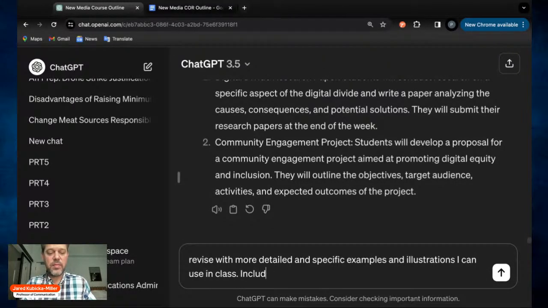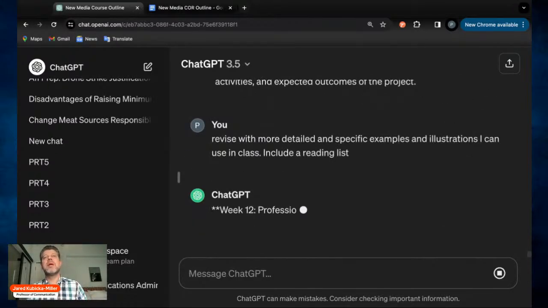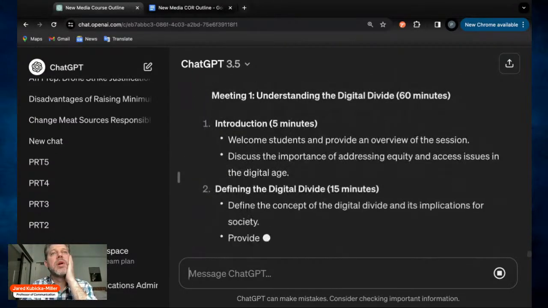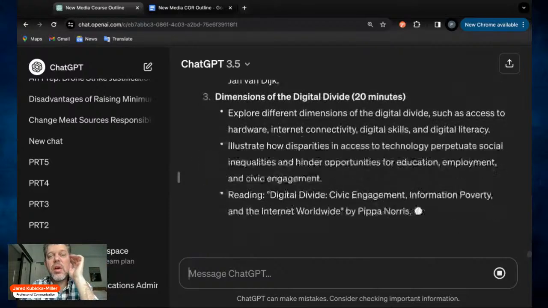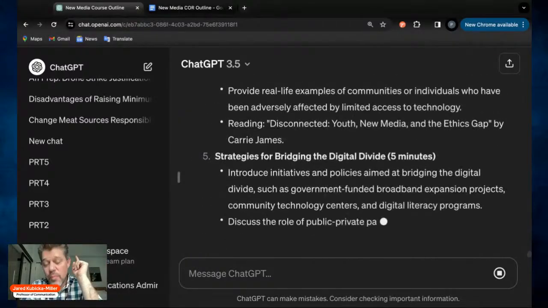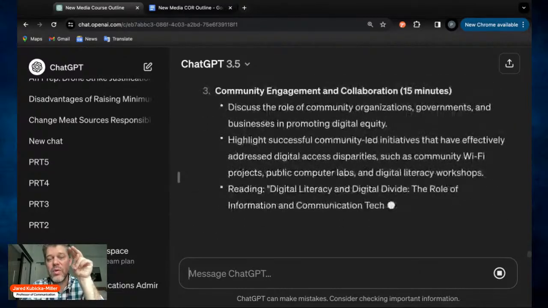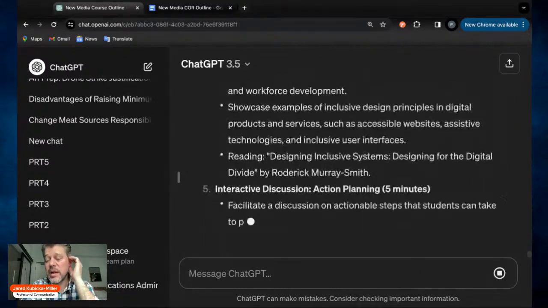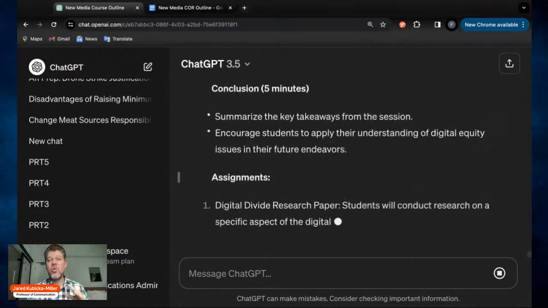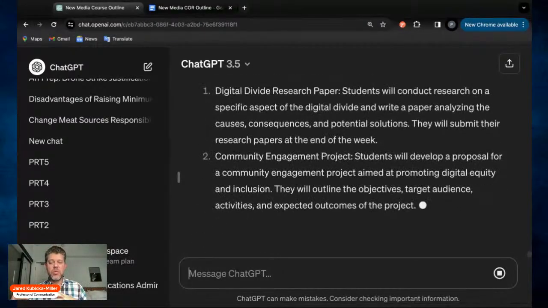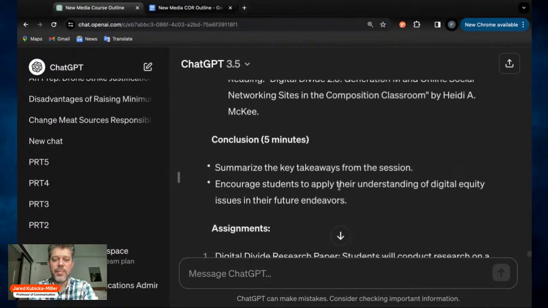Include a reading list. So even though the publications that they're going to suggest on ChatGPT, one, might not be real, and two, even if they are, they'll be a few years old. At least it'll give me a starting point. I could start looking up who quotes these reading materials in contemporary works.